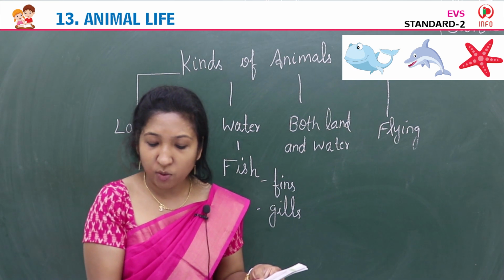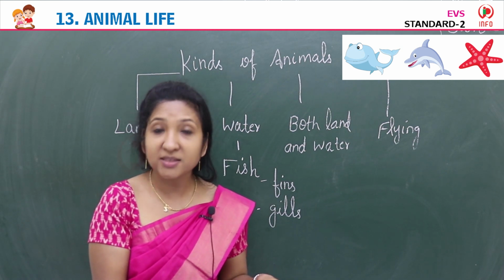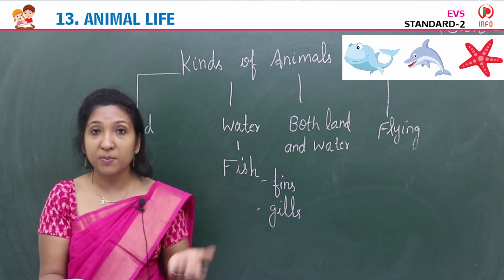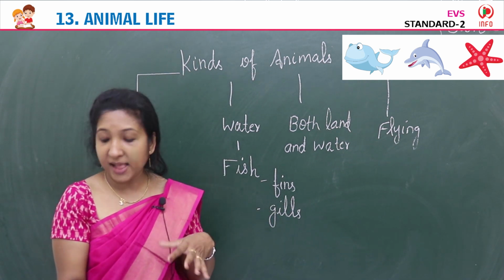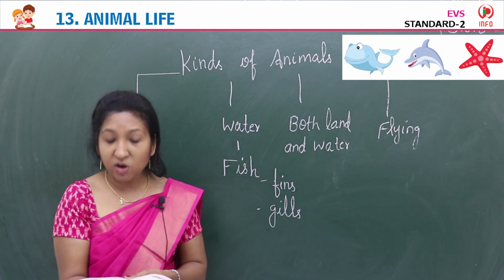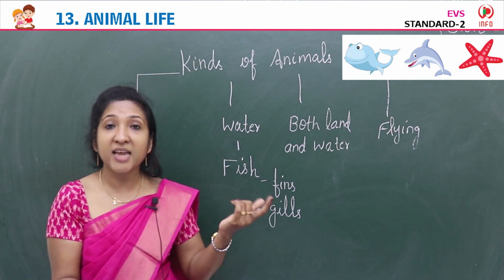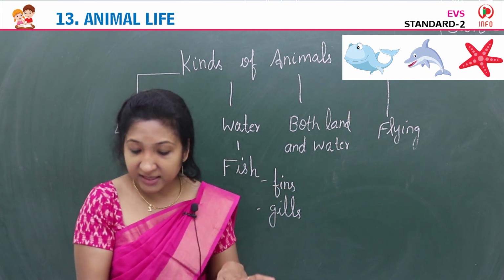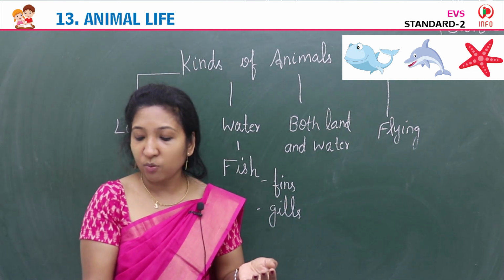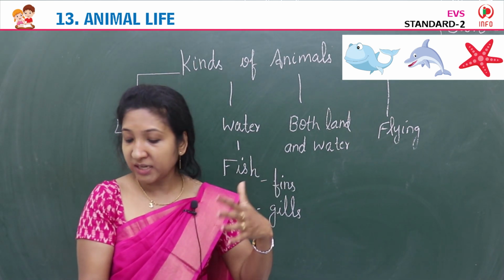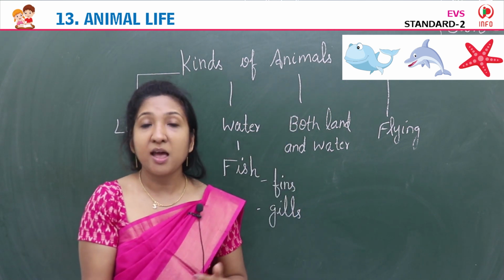A whale is a big water animal and it has fins to swim. Big blue whale, you can see whale is also the biggest water animal, and it has fins to swim, but it does not have gills. Fish has gills, but whale does not have gills, so it can't breathe under the water. So for breathing purpose, what it will do? It has to come up and breathe.